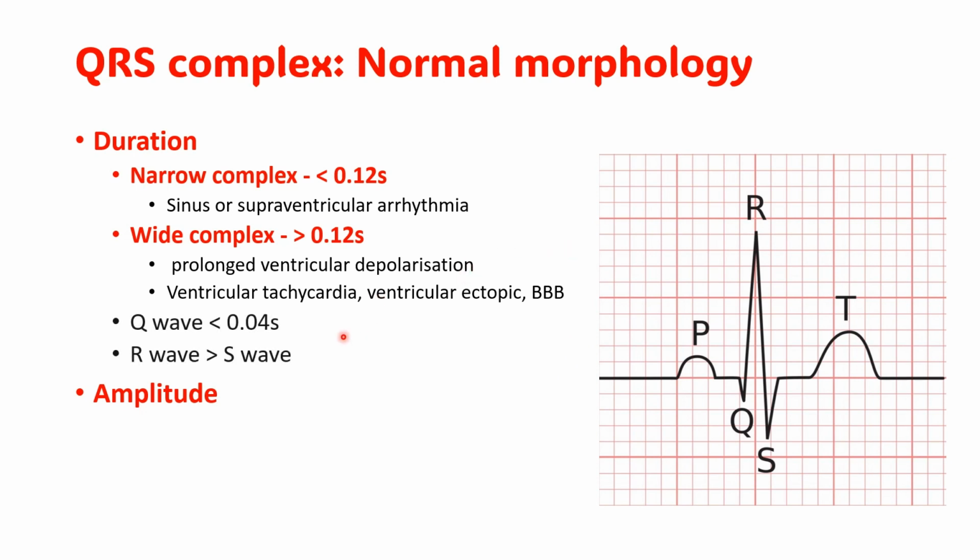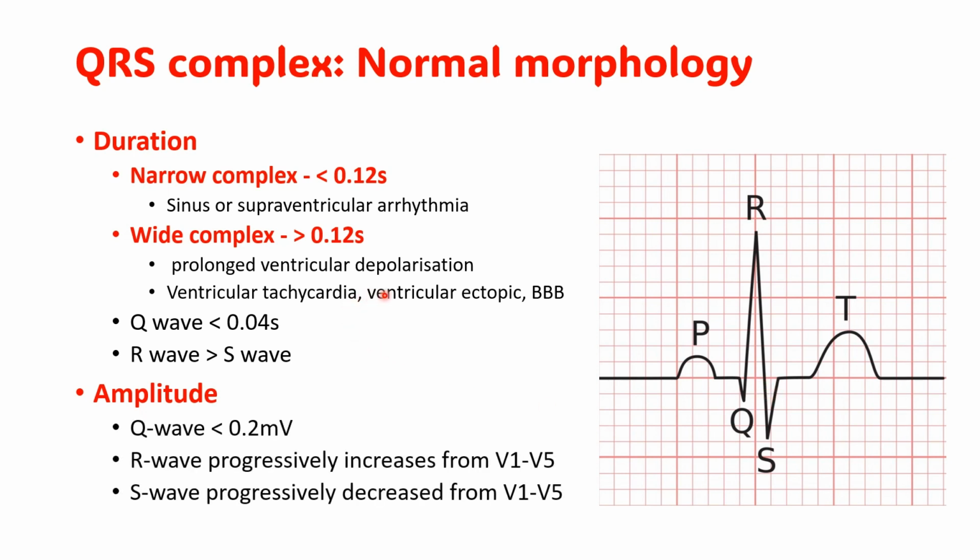Our Q wave should be less than 0.04 seconds. Remember that one small square across is 0.04 seconds, so it should be less than the width of one small square. And in terms of duration, our R wave should be greater than our S wave, so the distance here should be greater than the distance of our S wave. I hope that makes sense so far.